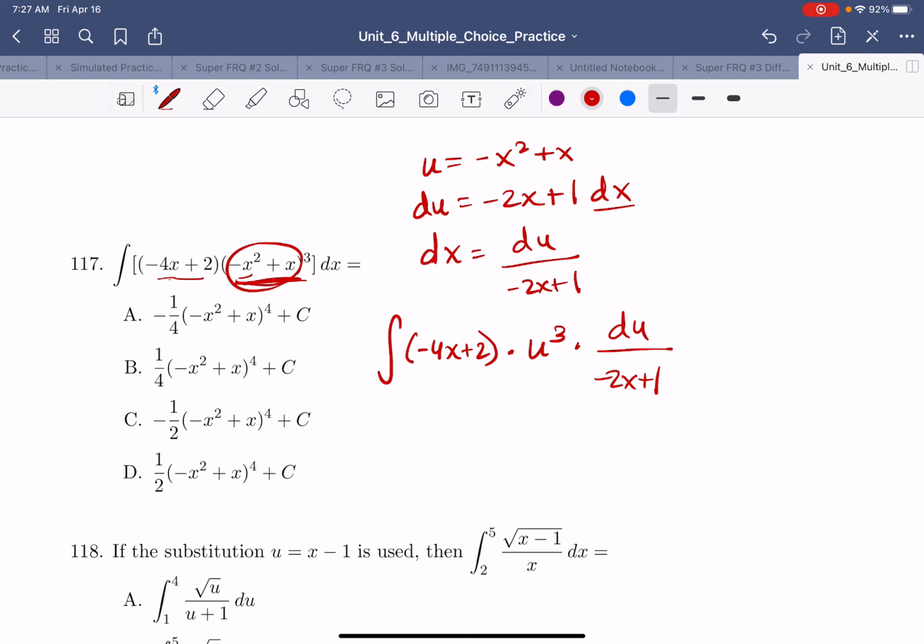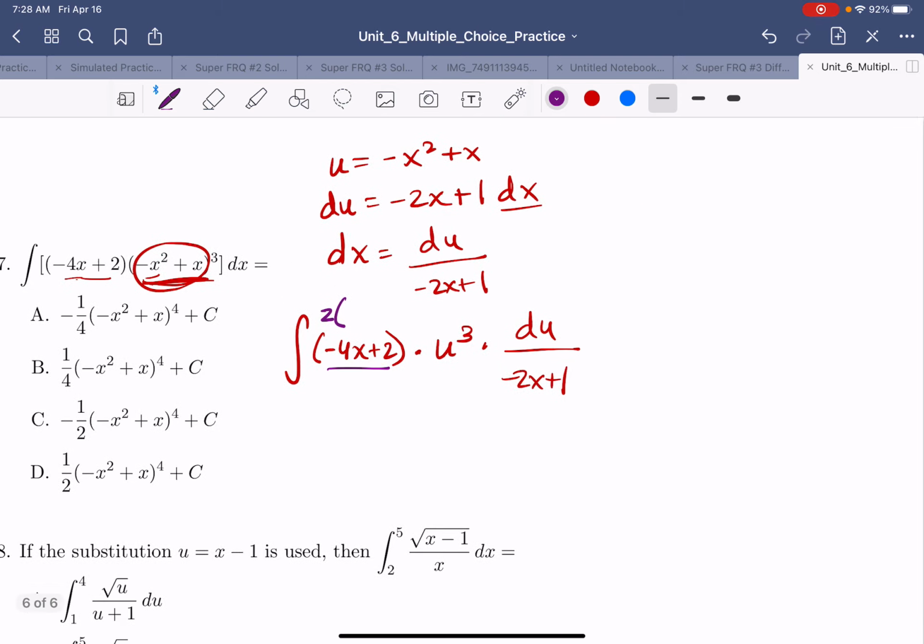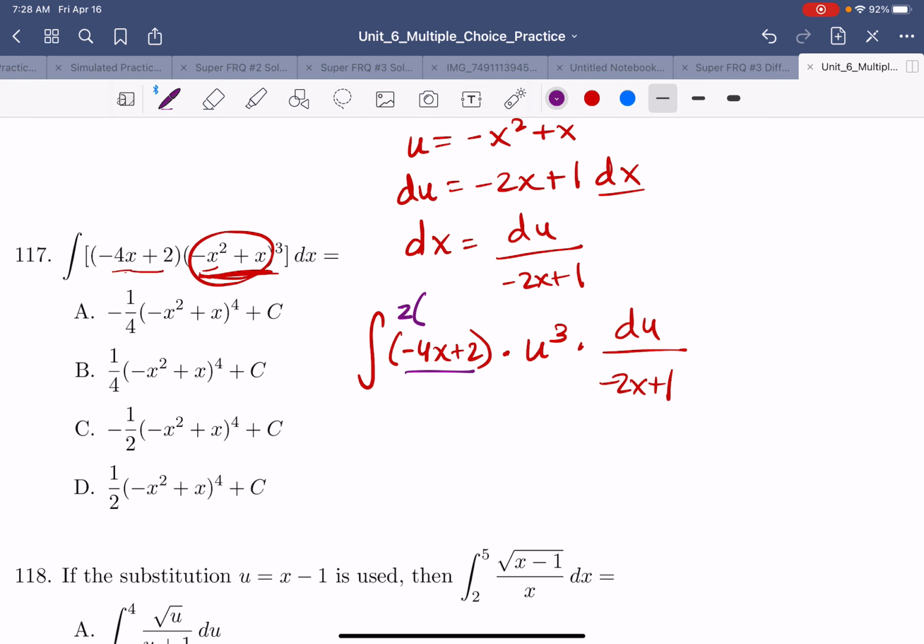So something's not canceling out beautifully here. Unless I factored out a 2 here. You've got to do some manipulation here. If I factored out a 2 out of that, just a positive 2, I'll be left with a negative 2x plus 1. And guess what? That beautifully cancels out all of my x terms.